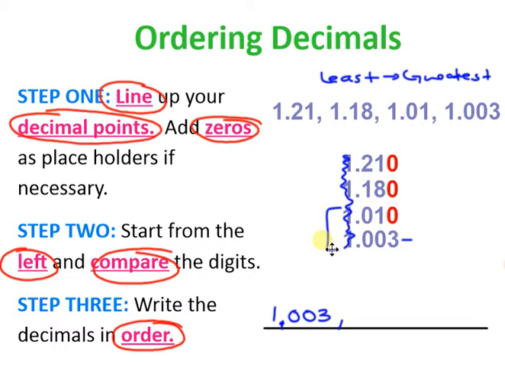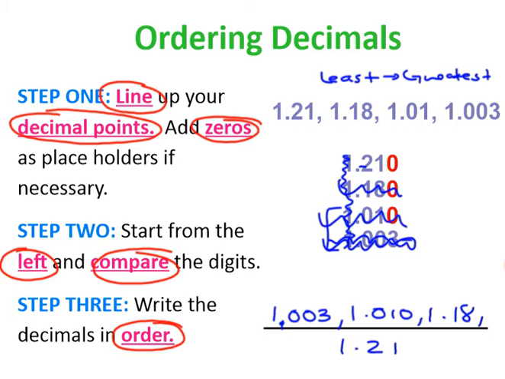1.003. And then when I'm done with it, I like to cross it out. And then we know that this one is next, 1.010. Okay. And then it's very easy from here. Which one is least, 1 or 2? Well, it's the 1, so it's 1.18, and then 1.21. And one mistake that I made here is I added an extra 0 onto the end of that decimal.